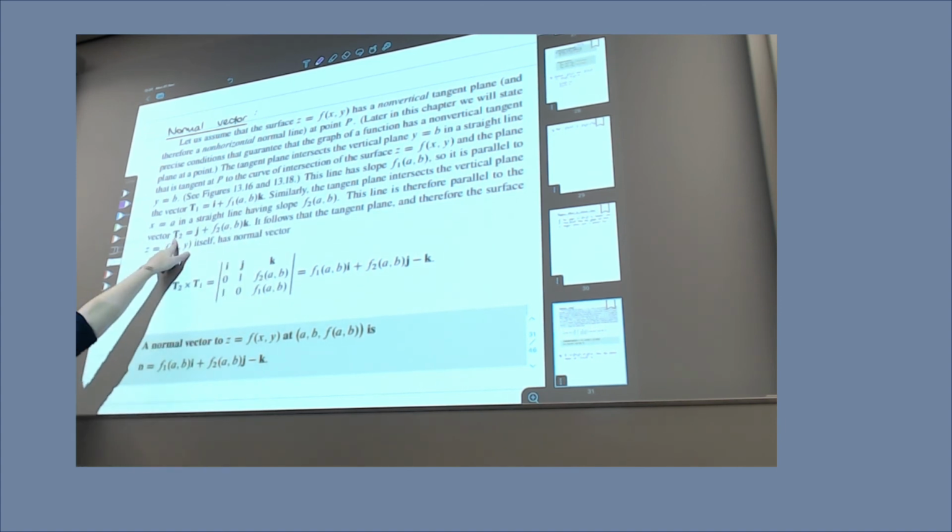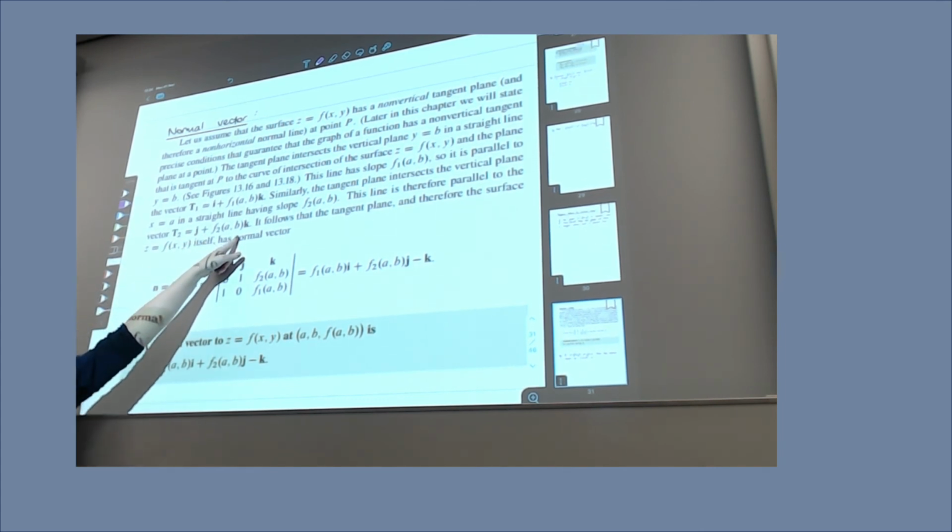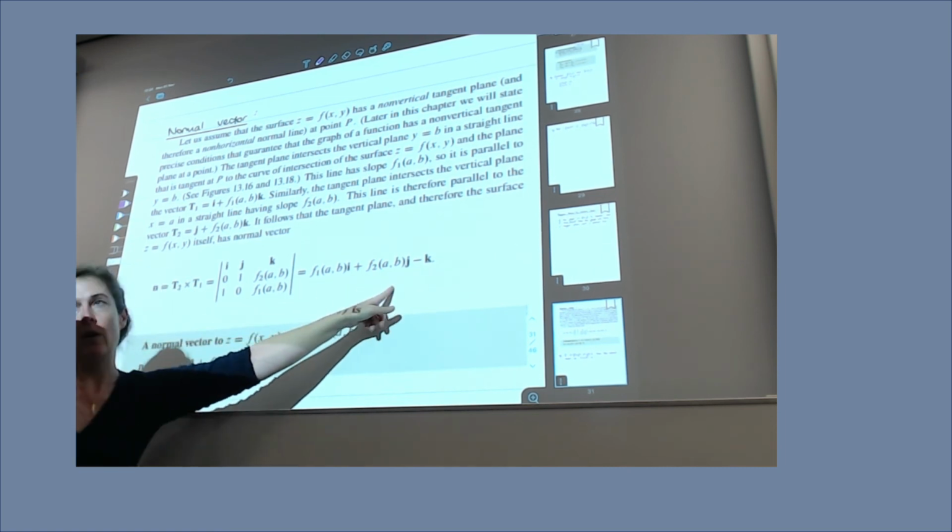I do the same thing for T2, my second tangent vector. This says if I change 1 unit in y, I will change this many units in k, and I'm not changing in x. So those are my two vectors that are tangent to my plane. I'm going to cross product them, like we learned, and here we go. Got a normal vector.